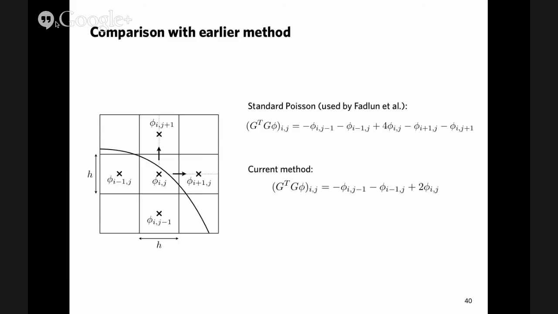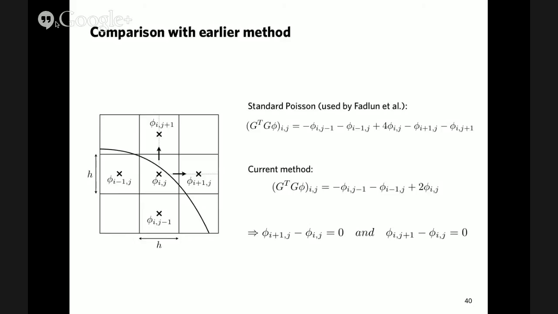And so what this means is that certain terms are zero. If I set phi i plus 1 minus phi i as zero, and phi j plus 1 minus phi i j as zero, in this equation, I get this equation. So essentially, it's like this equation plus these boundary conditions. So you'll see that Fadlon et al. didn't consider any boundary conditions at the immersed boundary. They just neglected that part.